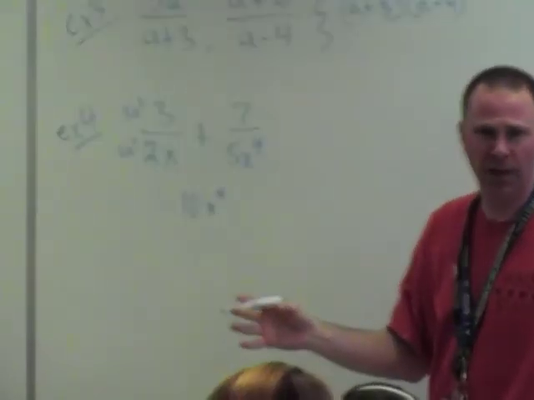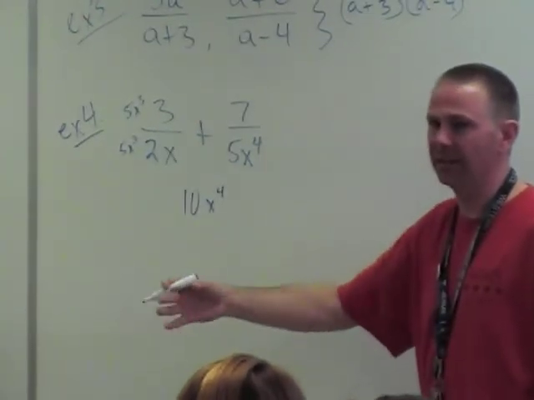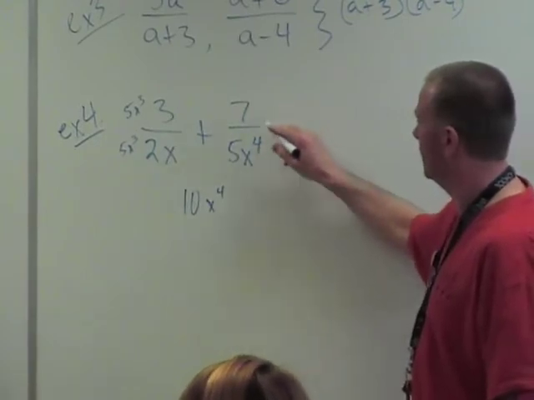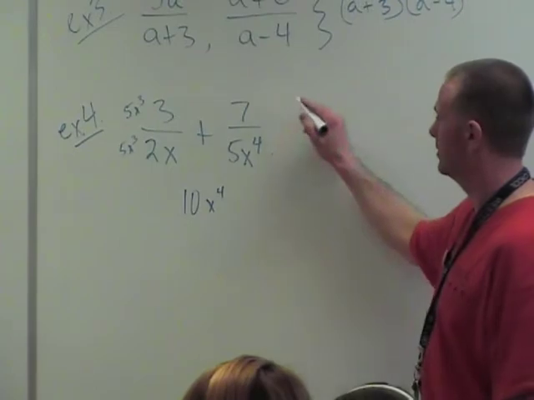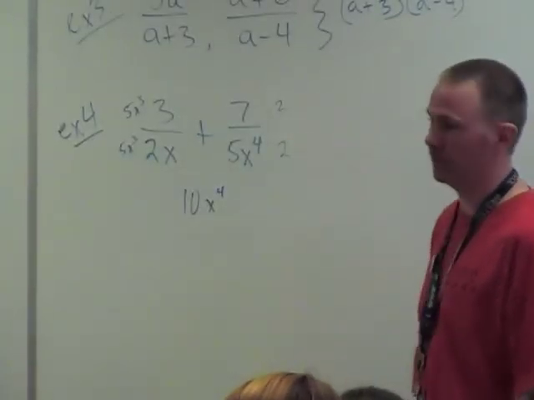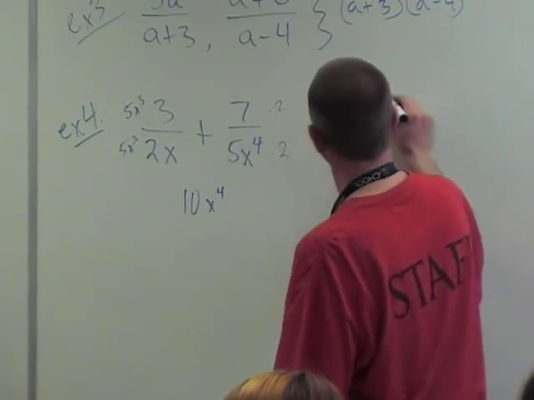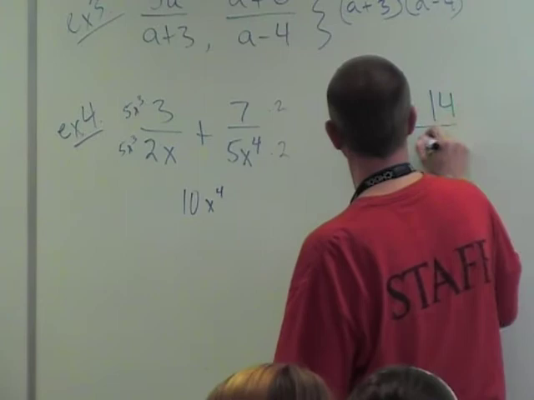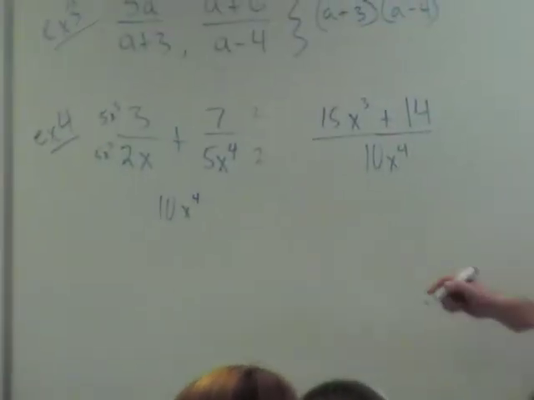You act like you've never added fractions together. The process is exactly the same, guys. What am I going to multiply over here? 2x. You already have the x to the fourth. So therefore we have 15x cubed over 10x to the fourth plus 14 over 10x to the fourth. Is that your answer?